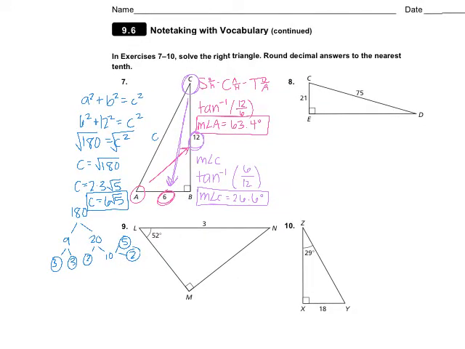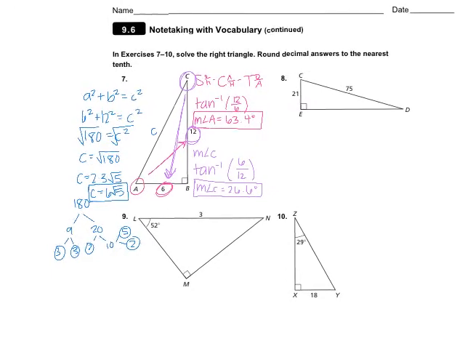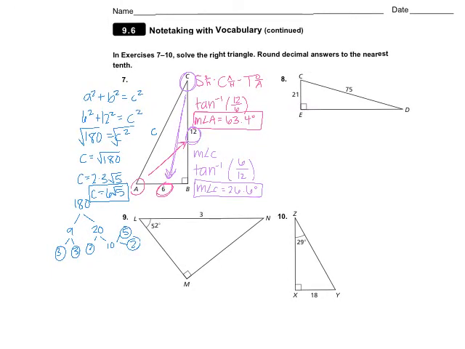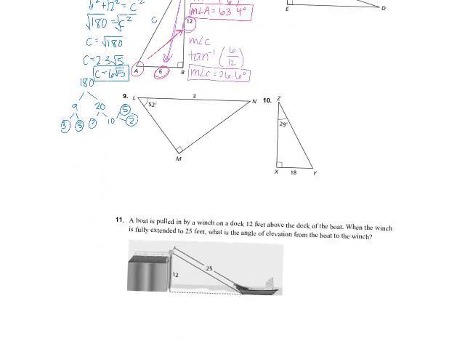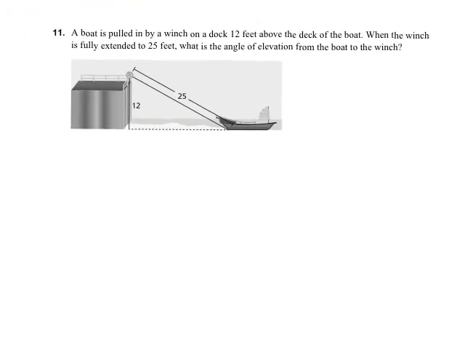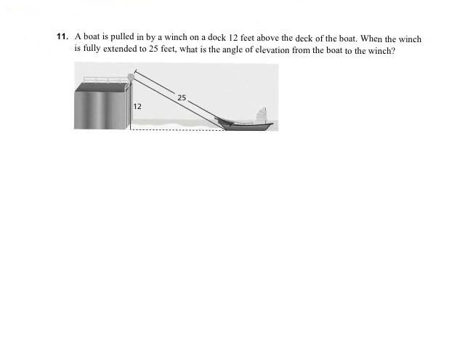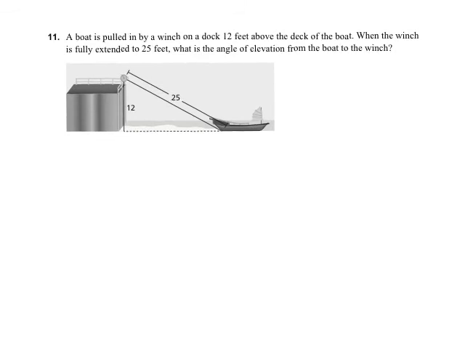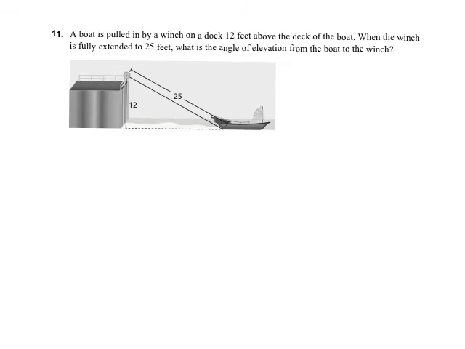8, 9, and 10 are very similar, so I'm not going to go over those. But if you get stuck, really refer back to number 7 or the one that we did on the first page. Finally, number 11 about a boat. A boat is pulled on a dock, 12 feet above the deck of the boat. So here's that 12 feet.